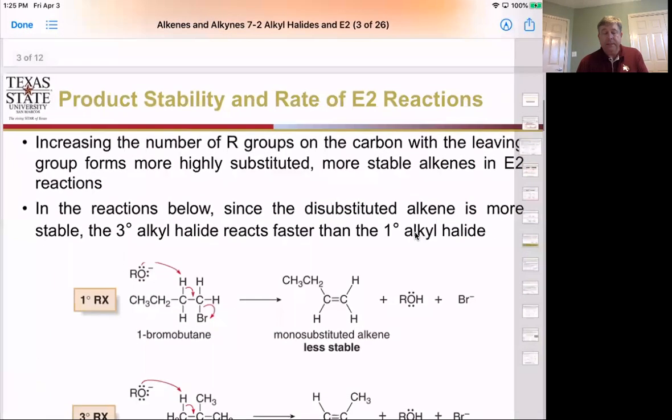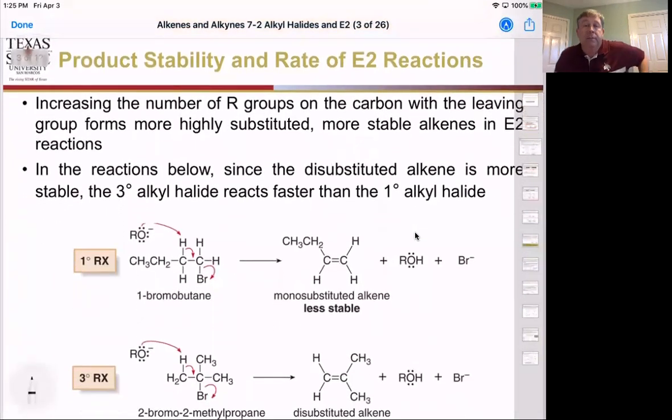Part of this has to do with product stability and the rate of these reactions. By increasing the number of R groups on that carbon, the leaving group is more likely to form a more substituted and more stable alkene by the E2 reaction. So let's take a look at this primary reaction. Remember, our primaries probably are not going to go through an E1 mechanism because you'd have to form a carbocation, and primary carbocations are less likely.